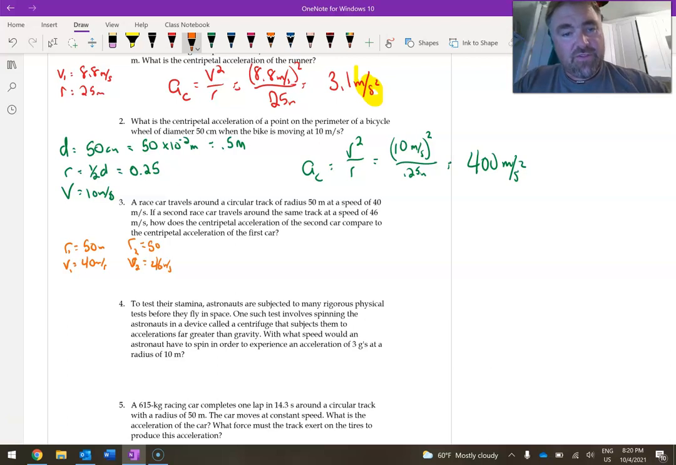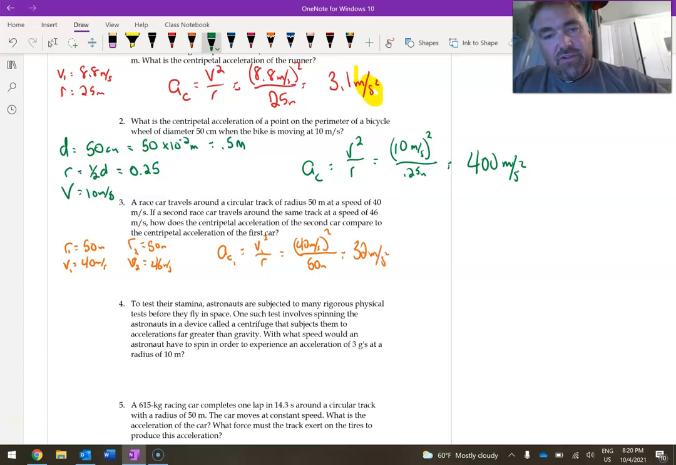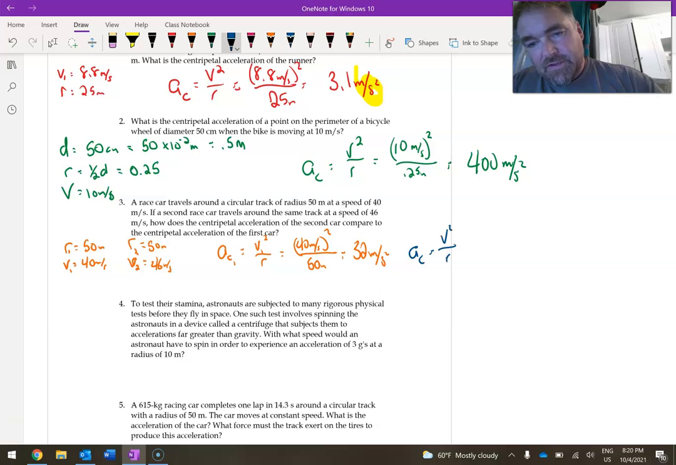Well, let's go find out what that centripetal acceleration is. So to find AC of the first one, we're going to take V1 squared and divide it by the radius. So that V1 is going to be 40 meters per second. Don't forget to square it. Divide by a radius of 50 meters. Now, I kind of dropped the unit there, didn't I? Oops. And so that's going to give us 32 meters per second squared. We can then go find, I'll change colors for this, the centripetal acceleration of the second object. Now my speed is going to be 46 meters per second.